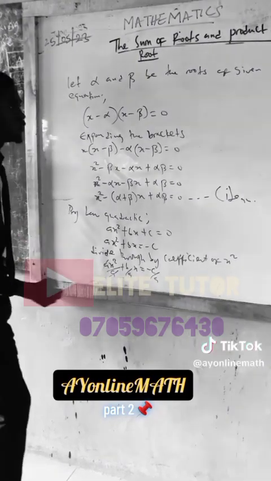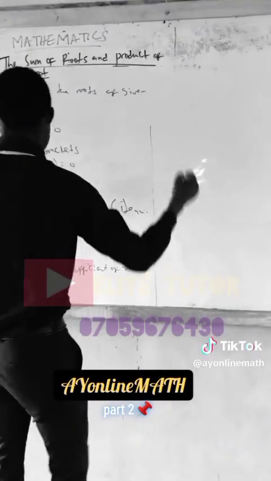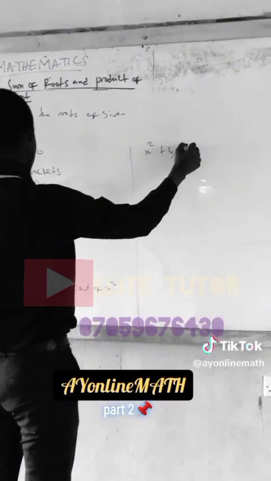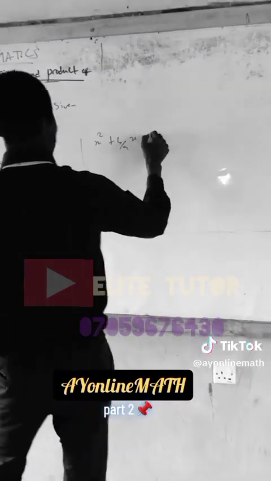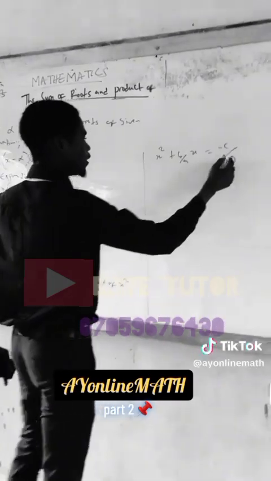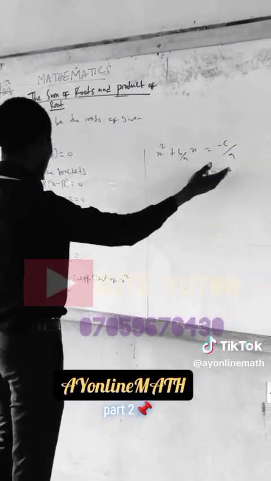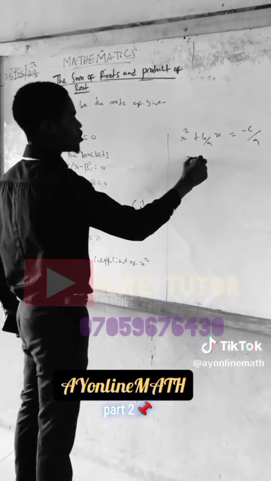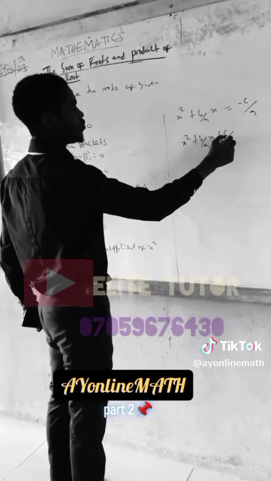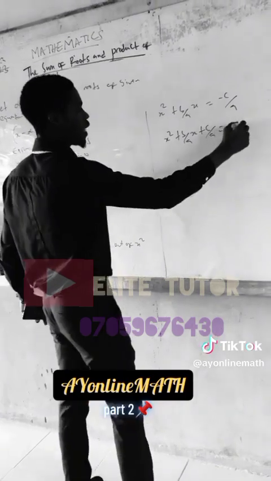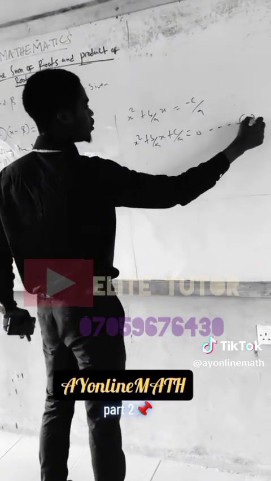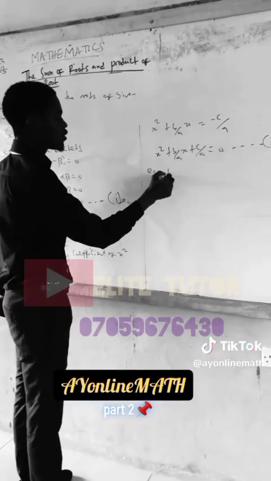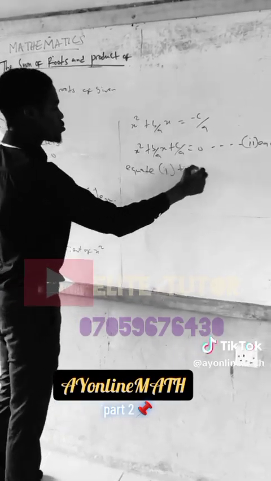And this is taking care of this. Now we proceed, saying x squared plus b over a x equals minus c over a. Then we bring this back, and we have x squared plus b over a x plus c over a equals 0. Let this one be our equation 2. Now we equate 1 to 2.